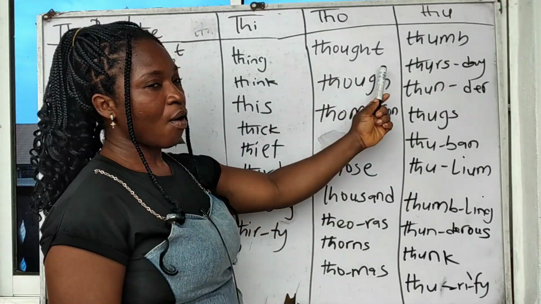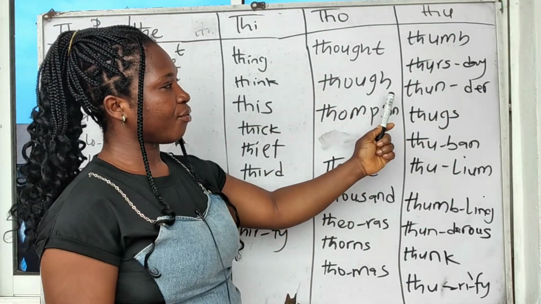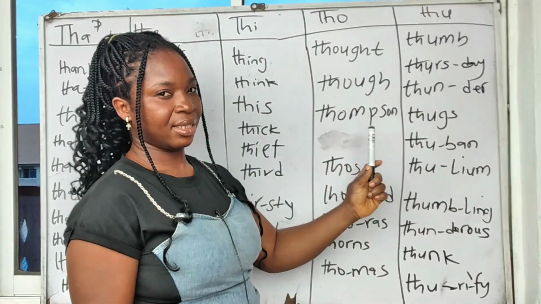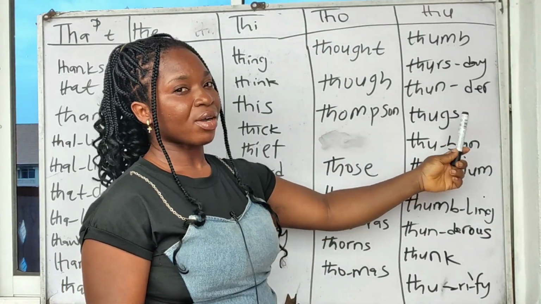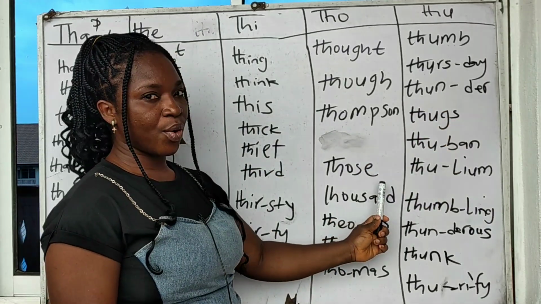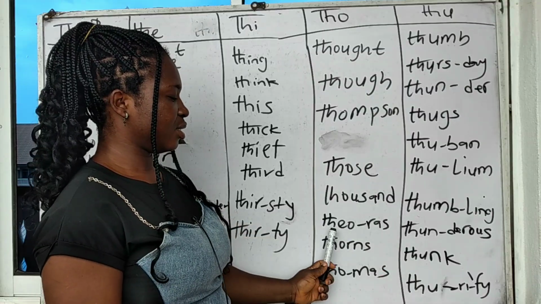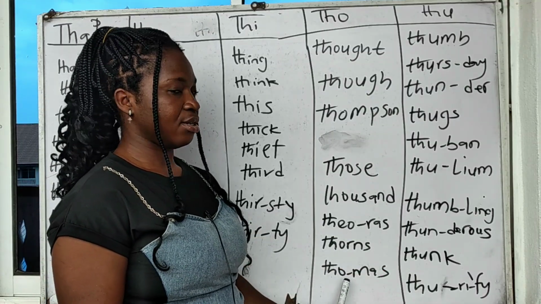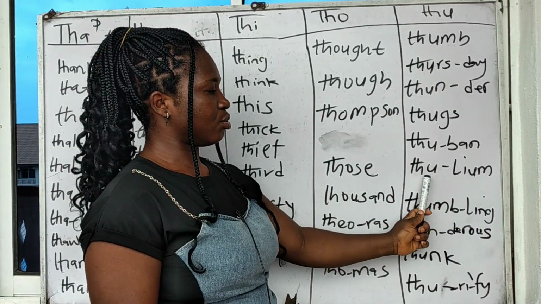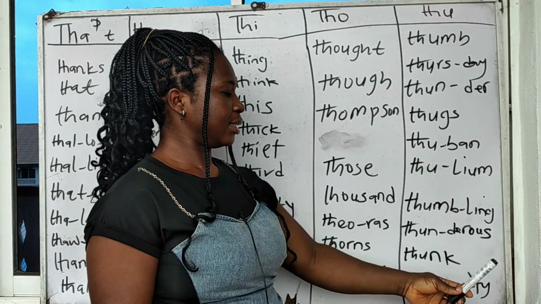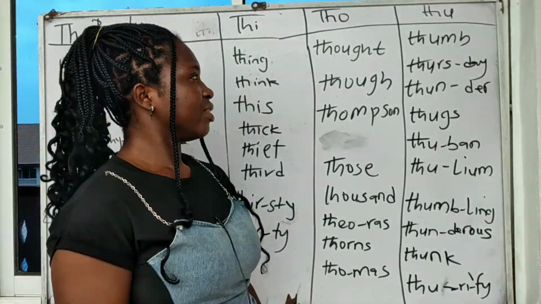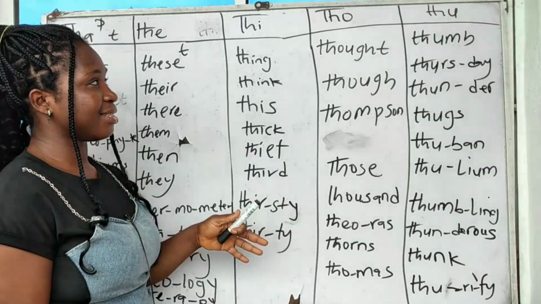So I have thought, thumb, tough, Thursday. I have Thompson. I have talks, ox. Okay, I have those, thousand, tons, Thomas, and it is talks, thorium, tumbling, thunderous, tongue. Okay, so this is what we have for today's lesson.